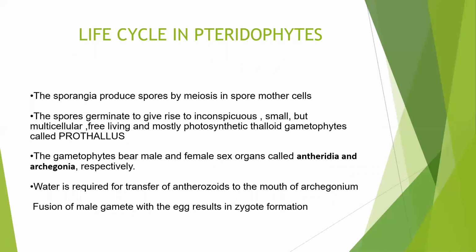Now let us study the life cycle of Pteridophyta. Students, the spores are present in sporangia. The sporangia contains spore mother cells. These spore mother cells undergo meiosis division to form spores. These spores germinate to give rise to a free-living photosynthetic thallus-like gametophyte known as prothallus.